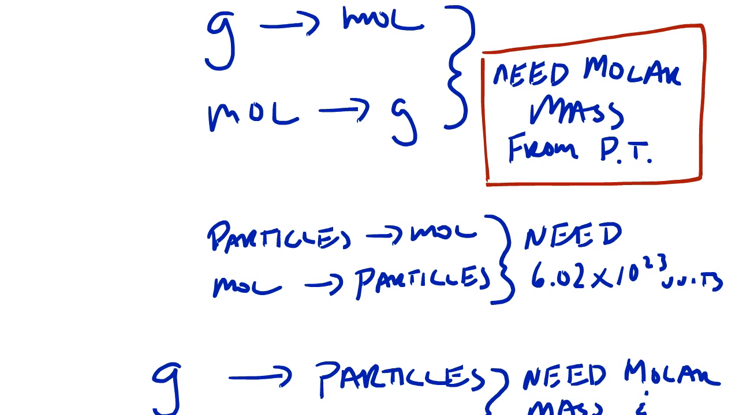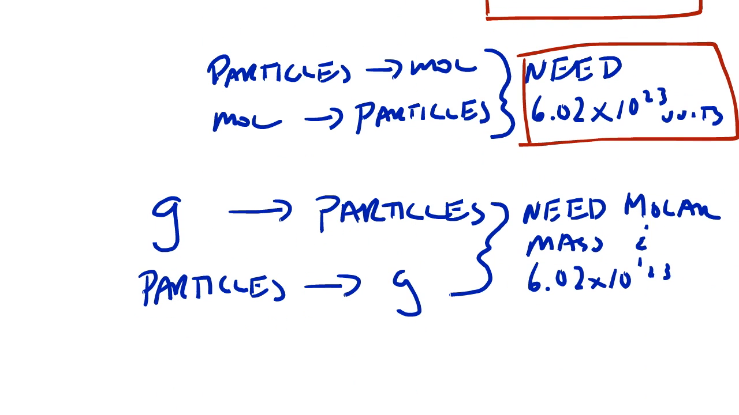Particles to moles or moles to particles, we're going to use Avogadro's number to convert those units. And that is 6.02 times 10 to the 23rd. The last types of conversions are a little bit more advanced because they take 2 steps: grams to particles or particles to grams. You need both the molar mass and 6.02 times 10 to the 23rd in order to make those conversions.